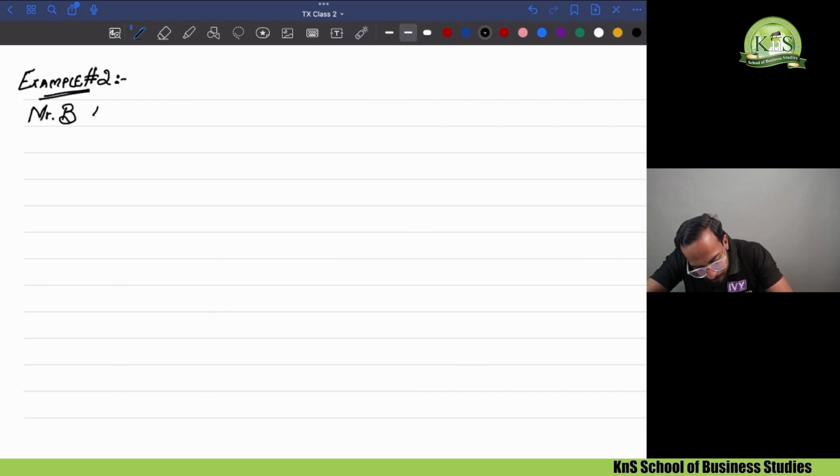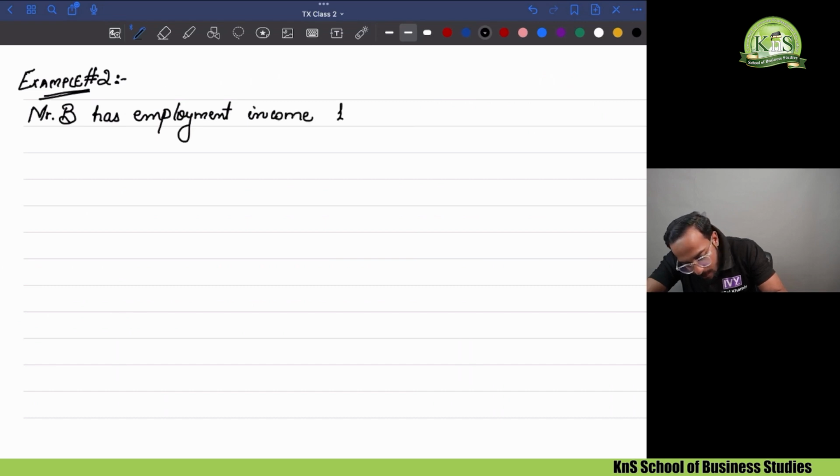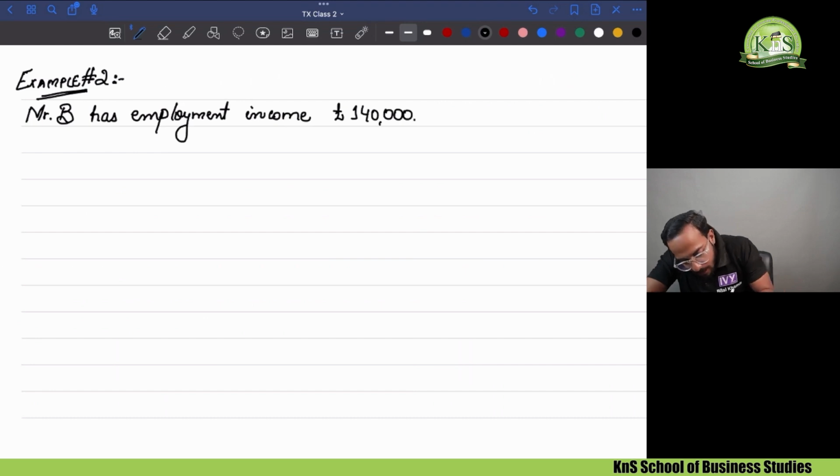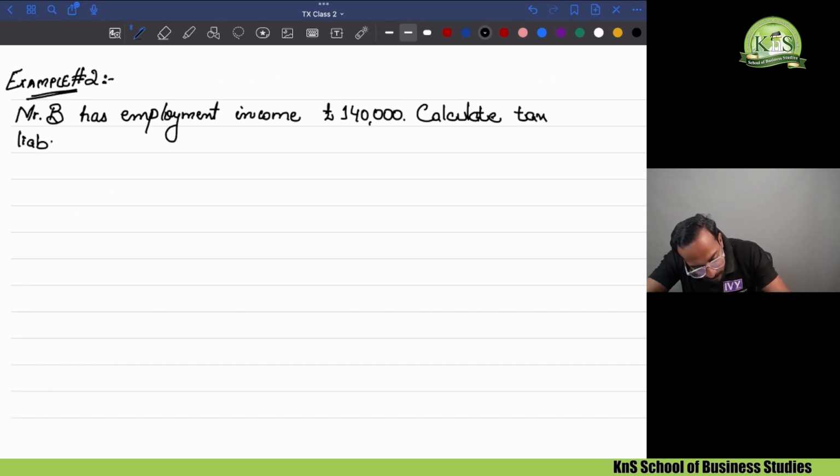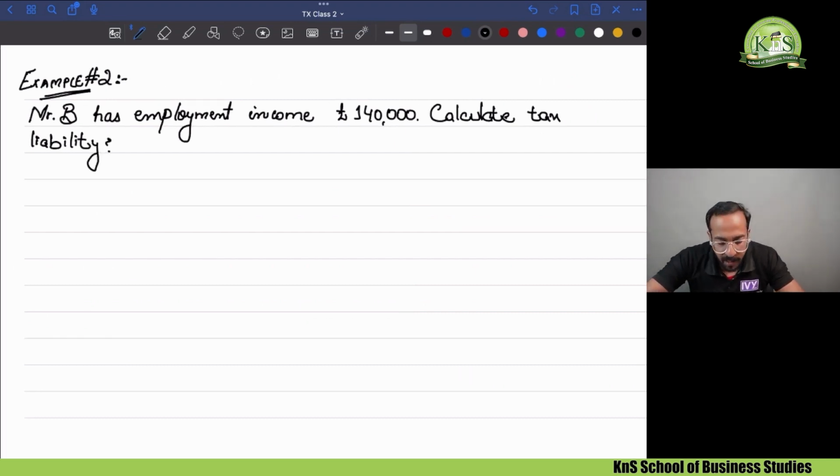Mr. B has employment income of 1,40,000. Calculate the tax liability. Now you need to be very focused in this example, because it is a bit trickier compared to the previous one. Now be focused.